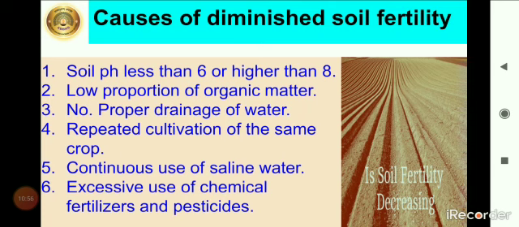Next is causes of diminished soil fertility, that is, decreasing soil fertility. First is soil pH less than 6 or higher than 8. If the pH range is less than 6 or higher than 8, then soil becomes infertile. Low proportion of organic matter. Next is no proper drainage of water. Repeated cultivation of the same crop, rotation is not there. Continuous use of saline water, that is, water coming from borewells, etc. Excessive use of chemical fertilizers and pesticides.